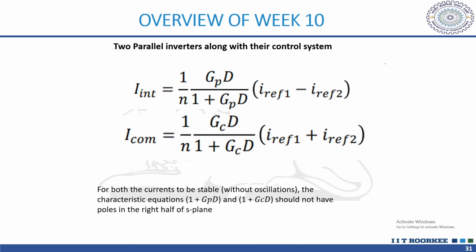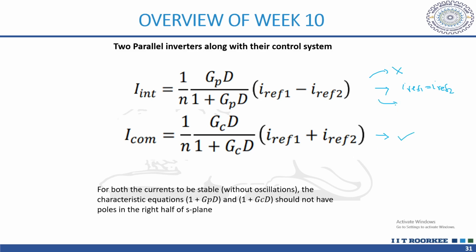So when you do some rearrangement of this, finally what you get are the interactive and common current components, as in these expressions. In the hardware demonstration, you saw that once I reference 1 is set equal to I reference 2, then in that condition there will be no interactive component and only the common component.